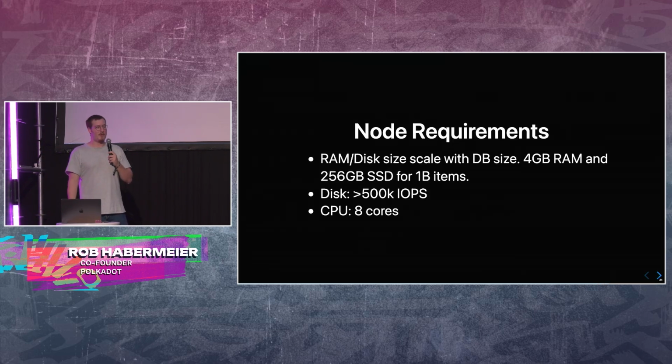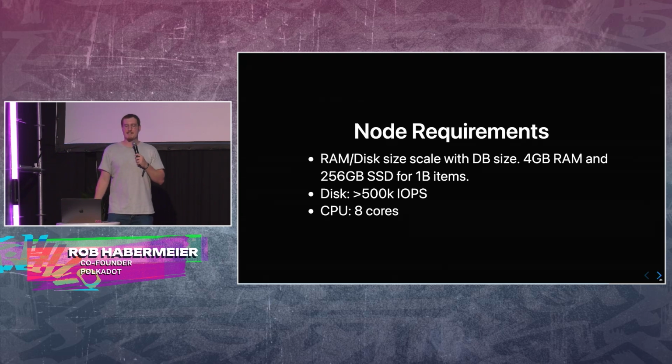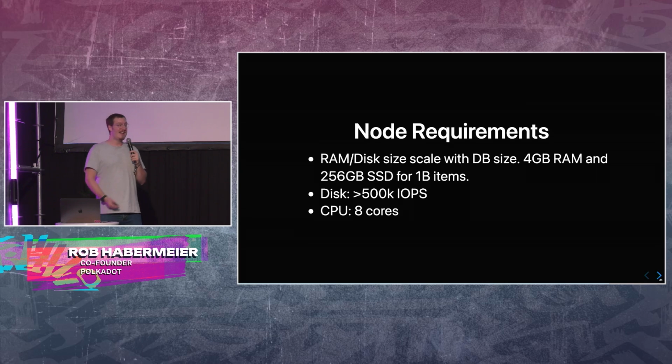Let me talk a bit about node requirements, what we roughly expect. The RAM and disk size needed scale with the DB size. I think 4 gigabytes of RAM and 256 gigabytes of SSD for 1 billion items should be plenty. You need a disk that can do 500,000 IOPS consistently. If you're getting that from a cloud server, make sure you get those guaranteed IOPS. And CPU, probably need 8 cores.